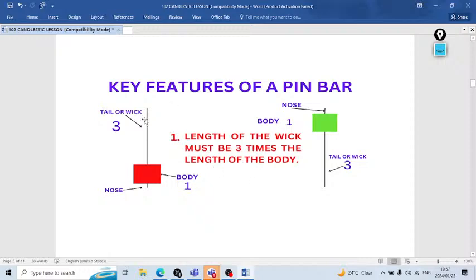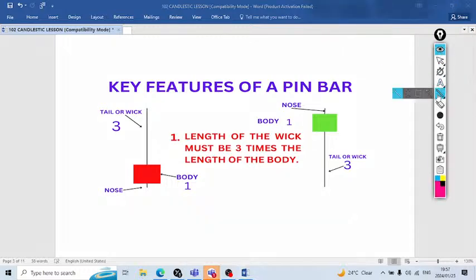So what this means is this: the length of this wick. We're talking about shadow. We said upper shadow and lower shadow, but this can also be called a wick. This part of the candle, we can also call a wick. So this is the upper shadow, and this is the lower shadow, or we can also call it a wick. Some people will call it a tail, or a wick, or a shadow, the upper shadow.